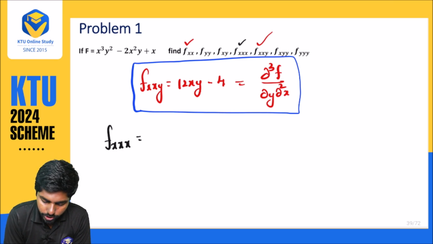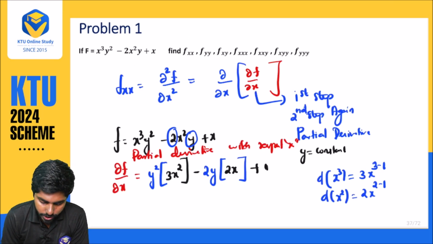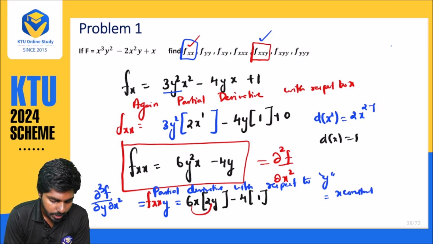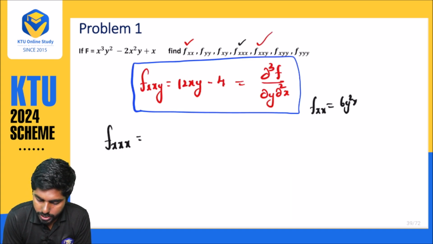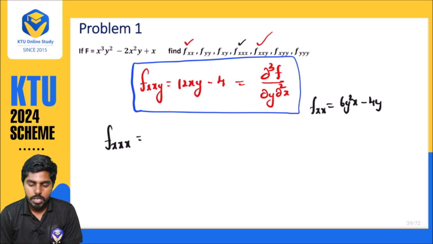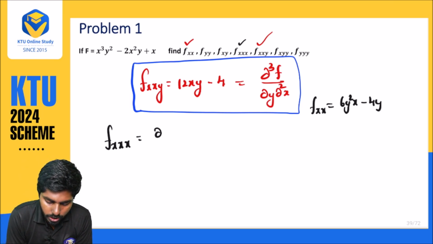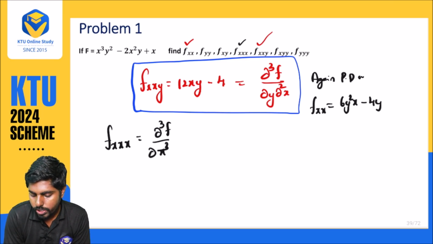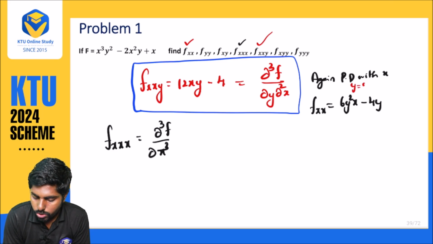So the thing we know is f of x comma x. What is f of x comma x? That is 6y square x minus 4y. This is f of x comma x. That means here we want to write dou cube f divided by dou x cube. So again we want a partial derivative with respect to x, treating y as a constant.